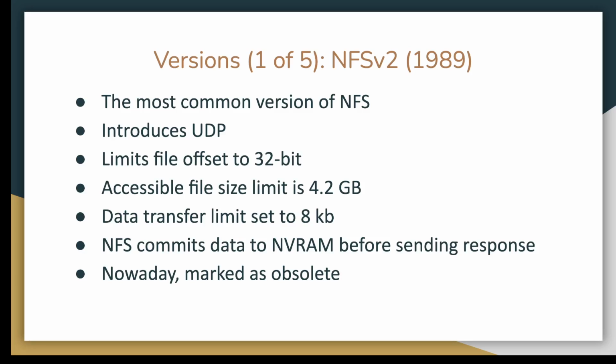Let's talk about all versions of NFS, starting from the earliest one to the latest one. Let's start with version 2, which was created in 1989. Version 2 is the most common version of NFS. It introduces UDP, limits file offset to 32-bit, and has an accessible file size limit of 4.2 GB and data transfer of 8 KB, and NFS commits data to NVRAM before sending a response. But nowadays, this version is obsolete.